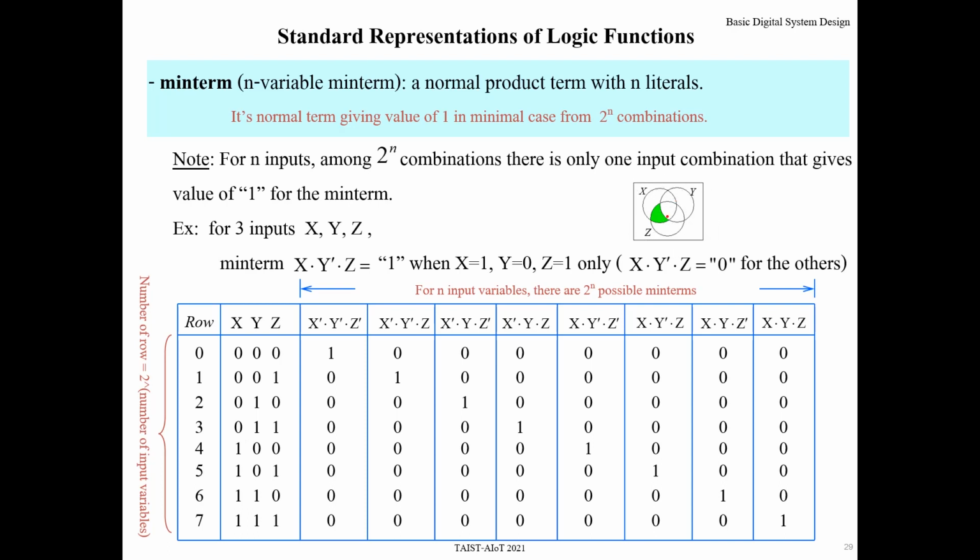So what kind of function gives a result of 1 in only one case? It's similar to AND, right? AND operator. Namely, for example, X and Y and Z, this term will be 1 in just one case, right? When X is 1, Y is 1, Z is 1. That is the minimal case where the term will be 1. It's called a min term. So it must be AND, right? AND together between all input variables.